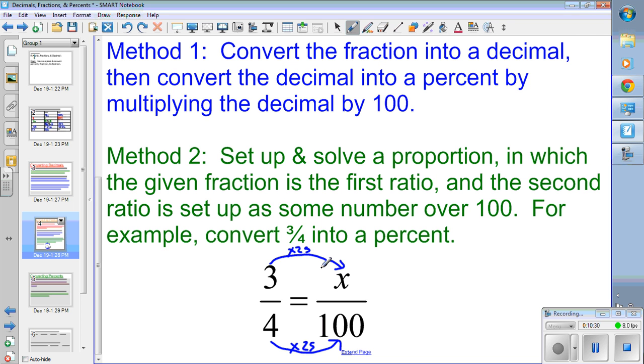Okay, so what's 3 times 25? Well, 3 times 25, hopefully you're getting 75. So x is 75. Hopefully that looks familiar. We did this earlier in the year.